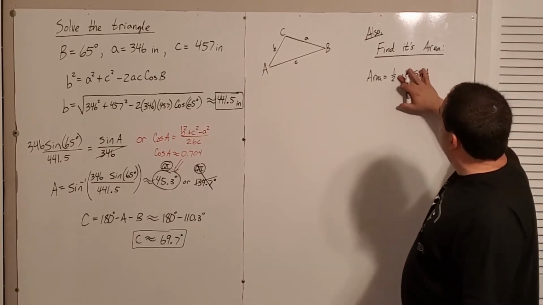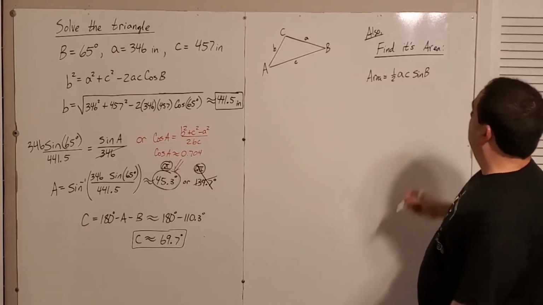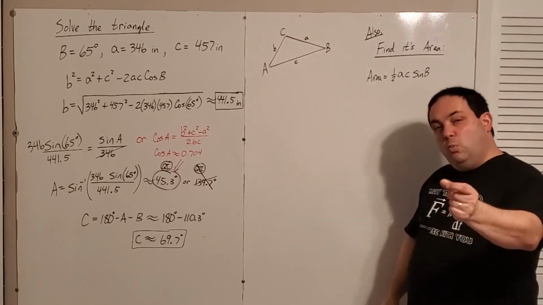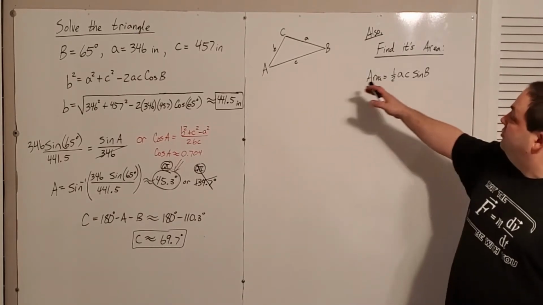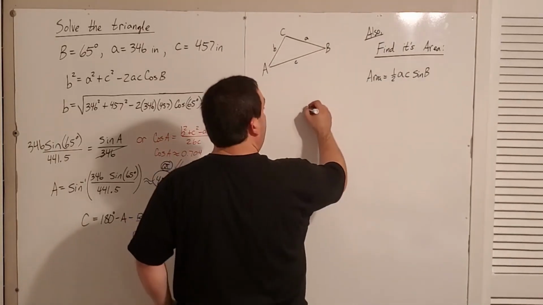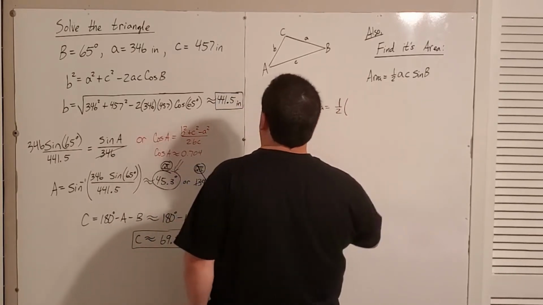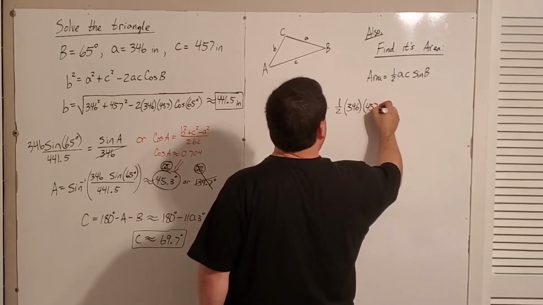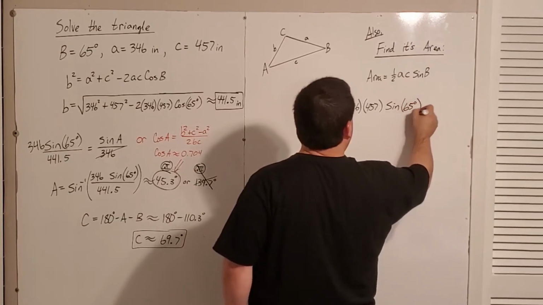So let's rewrite it. We could do AC sine big B. The only stipulation was that it was 2 sides and the angle in between. And it just so happens we started out there at the very beginning. So I don't need to do anything extra for this area. I'm just going to punch up what we've already got there. The area is equal to 1/2 times A, which is 346, times C, which is 457, times the sine of 65 degrees.